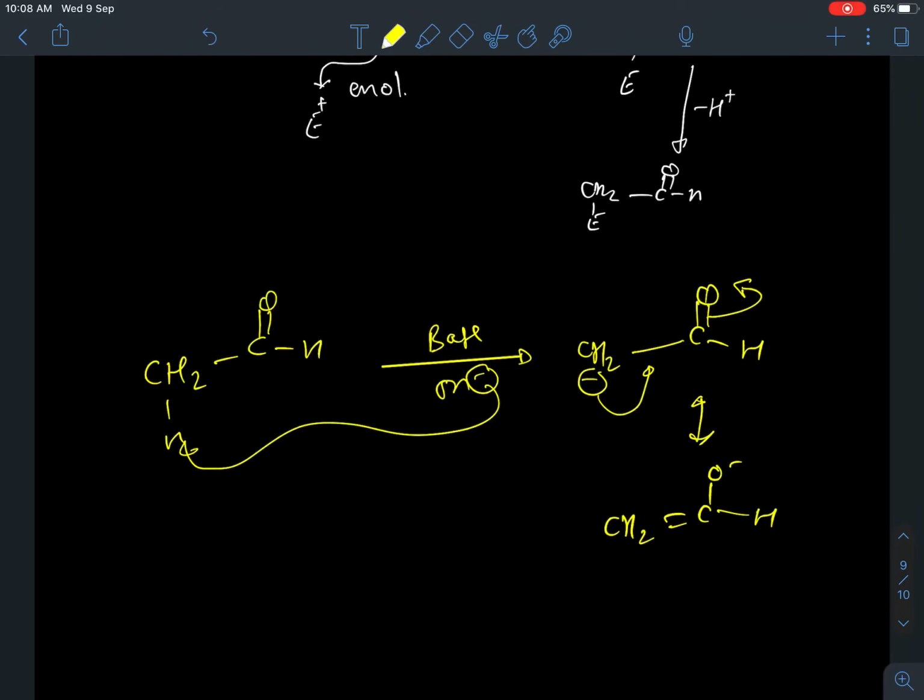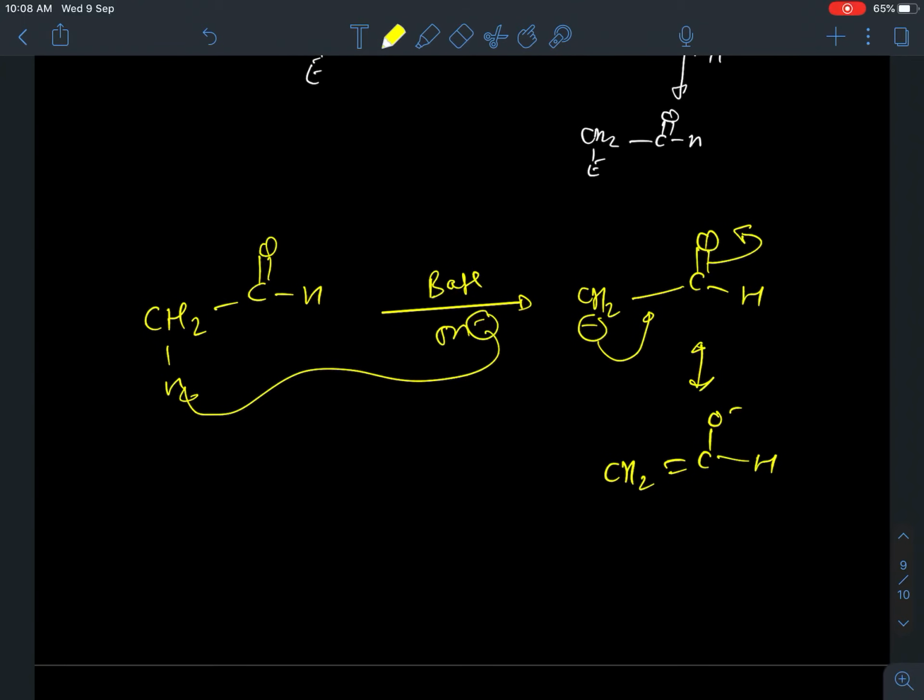Now how is this going to react? There are many ways by which it can react. Number one, suppose you are having some other aldehyde in the same mixture, say for example formaldehyde. Then it is a very good nucleophile for that, CH2 minus C double bond OH. Look at this, as a nucleophile it can attack.